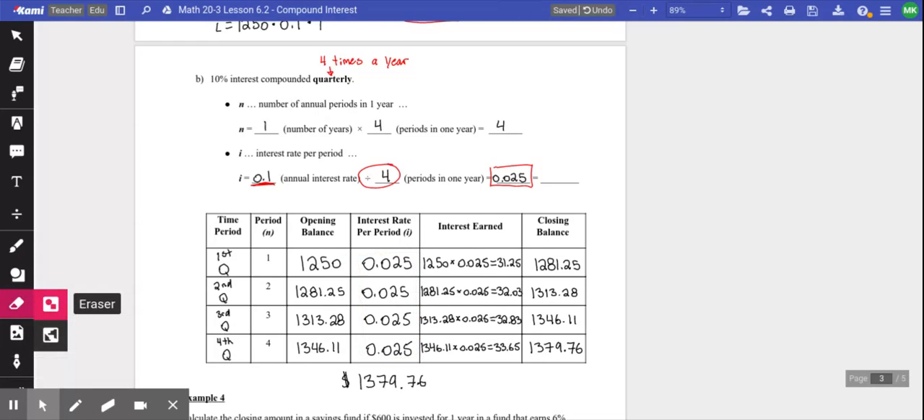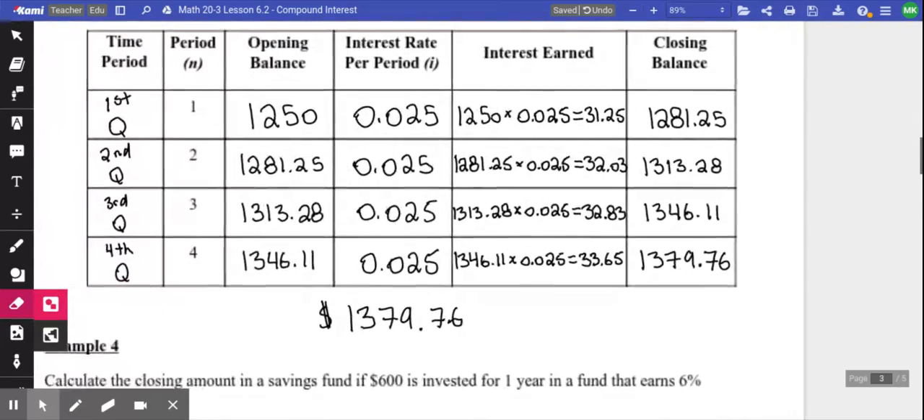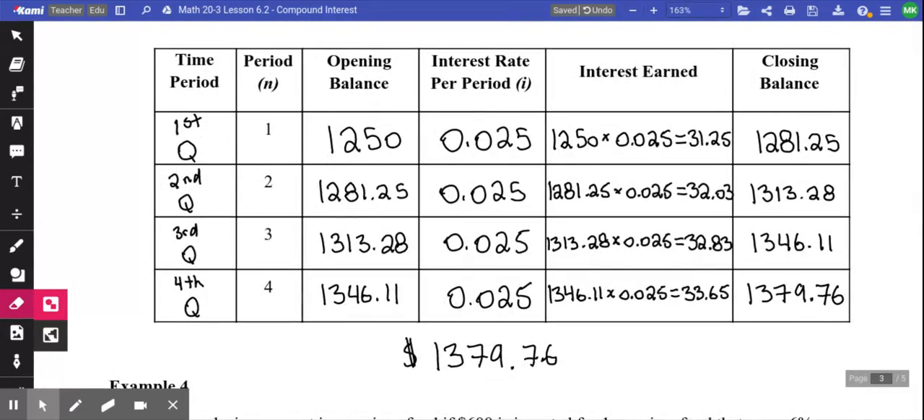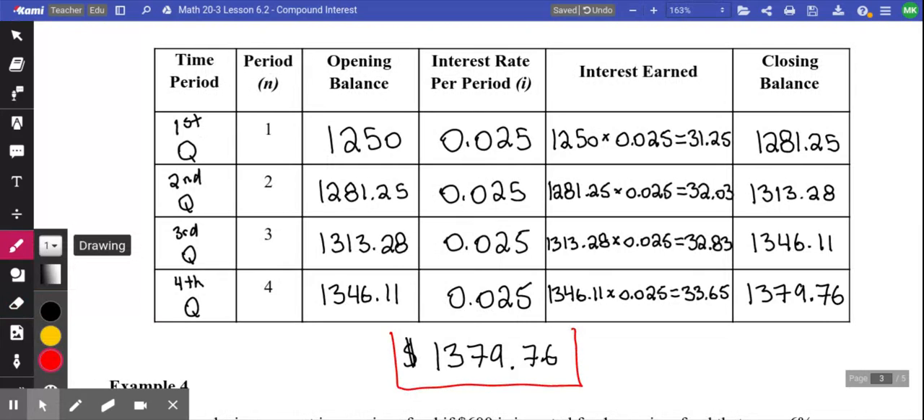Then I went ahead and I filled out this chart. This is what your chart should look like. Check yours, make sure it's the same. Your final closing balance should have been $1,379.76.